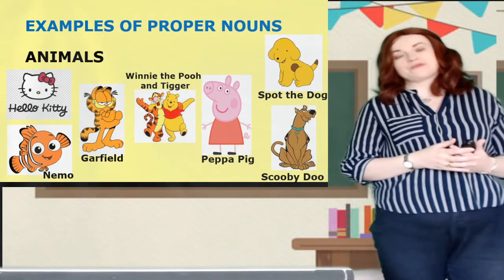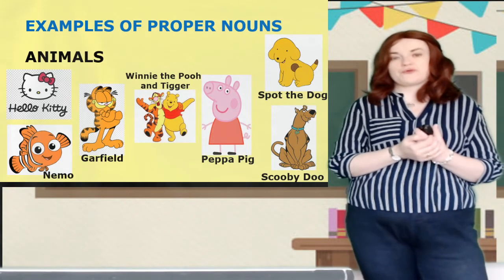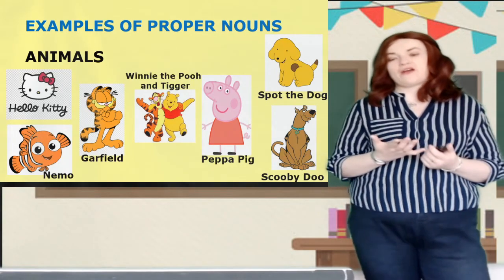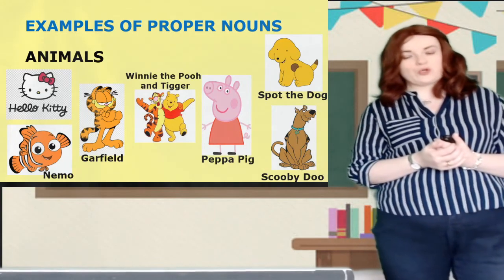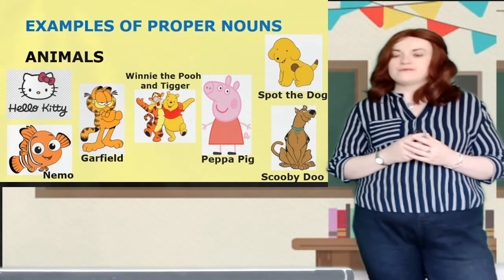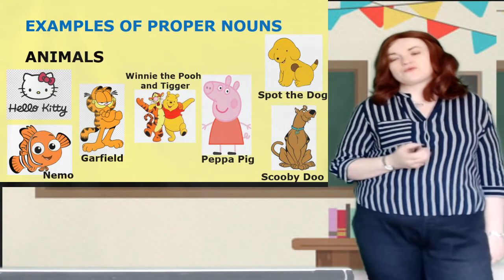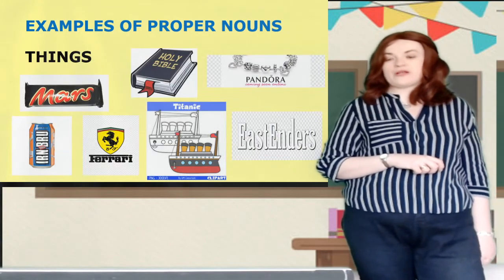Animals that would get capitals are basically famous animals that are maybe in films or programs or books. So I've got a few here. So things like Hello Kitty, Garfield. There's a lot of cats up there, I just realised. Spot the dog, Scooby-Doo, Peppa Pig. So sick of her. Winnie the Pooh, these are all sort of the names of animals. So they would get a capital, so they're proper nouns.